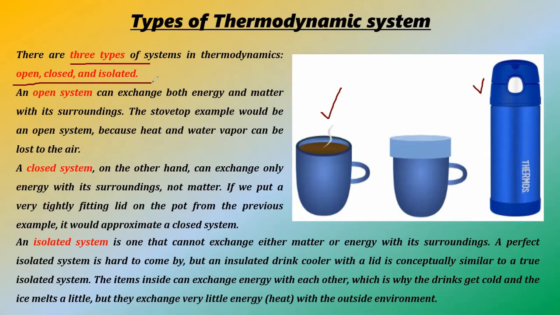So the thing is that open system is that system which allows both heat and energy to pass through it. It does not disallow anything. It rather allows both energy as well as matter to pass through it. Previously I said heat and energy both are same. So, the energy and matter pass through it. Open system, right?